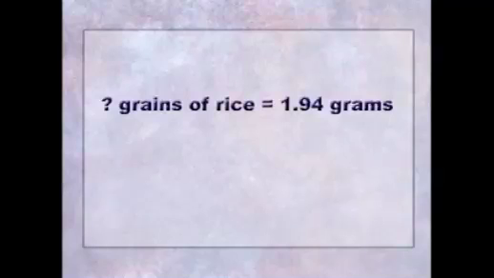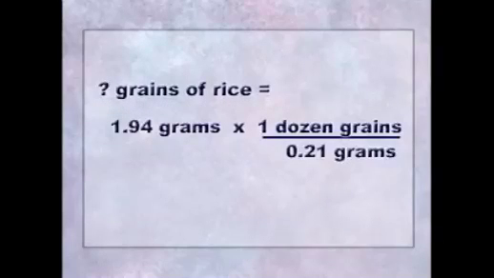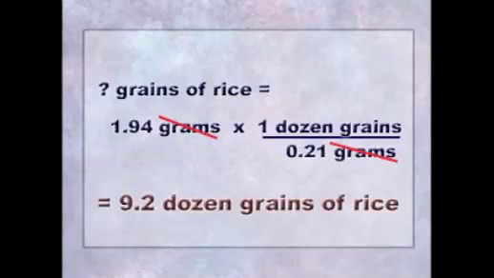Did you get it? You should have figured out that there are approximately 9 dozen grains of rice in this sample. Remember, when you work a conversion problem, you let the units guide you. So, we put 0.21 grams on bottom and 1 dozen grains of rice on top. We multiply and get 9.2 dozen grains of rice.